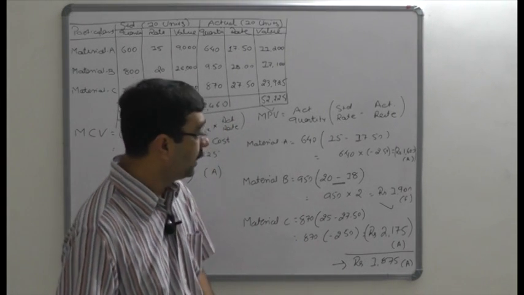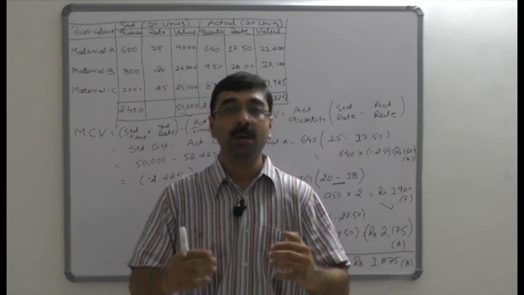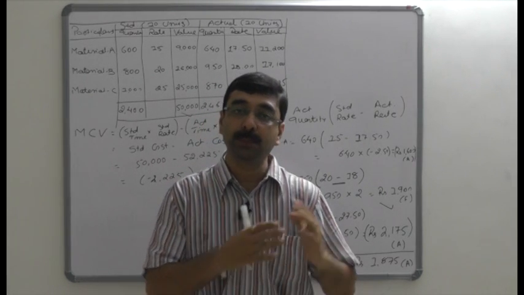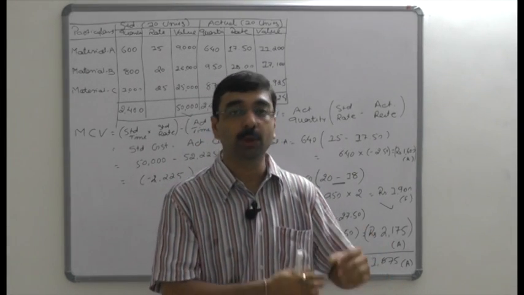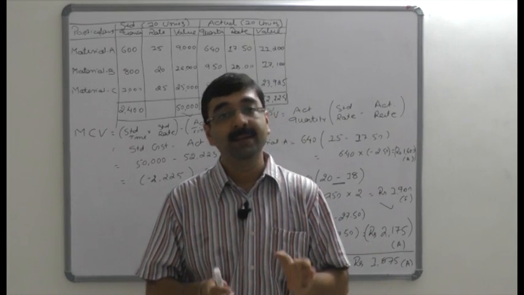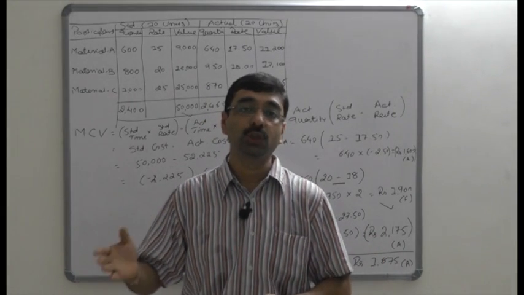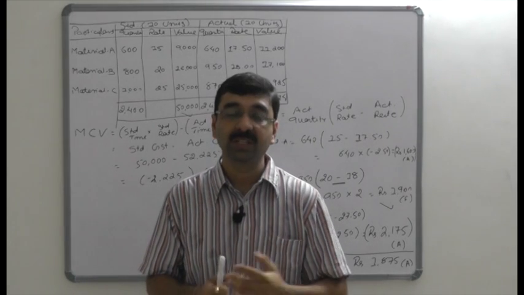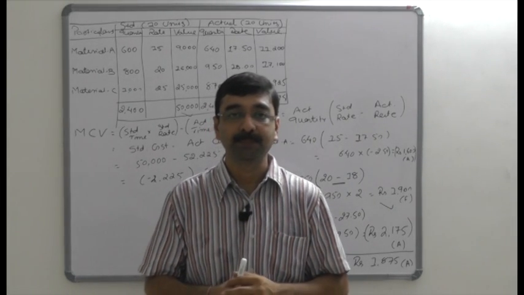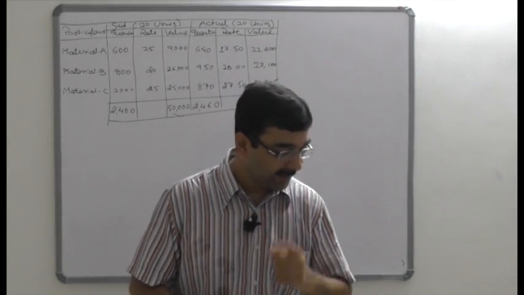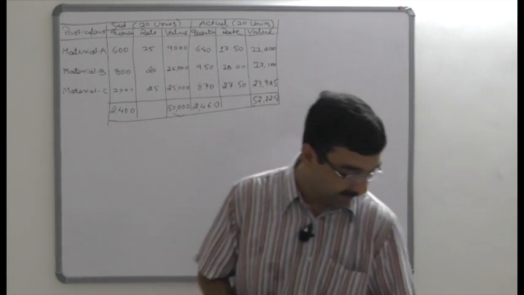1875 adverse. It reflects that your standardized rate per material, or per kilogram or per unit, is very much lesser than the actual rate incurred when you purchase a raw material from the market. Alright, after two variances, next is material usage variances.